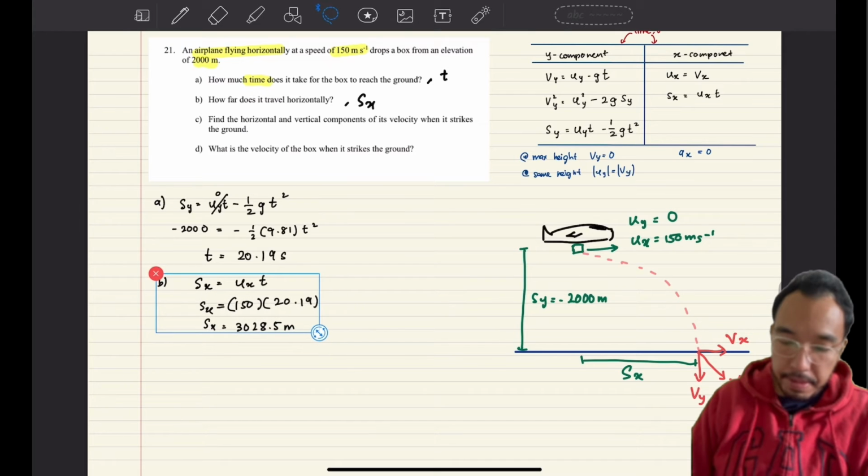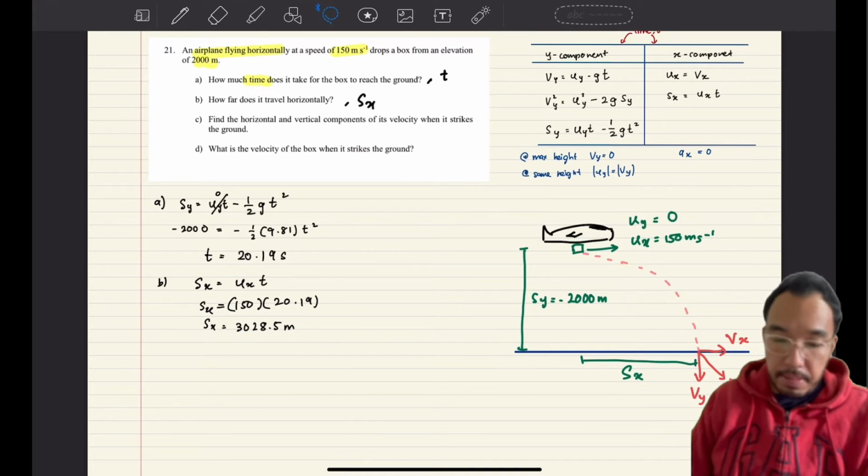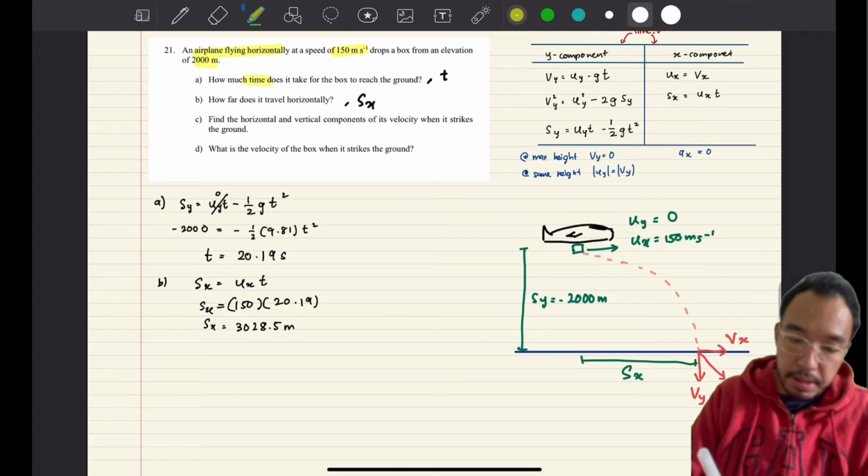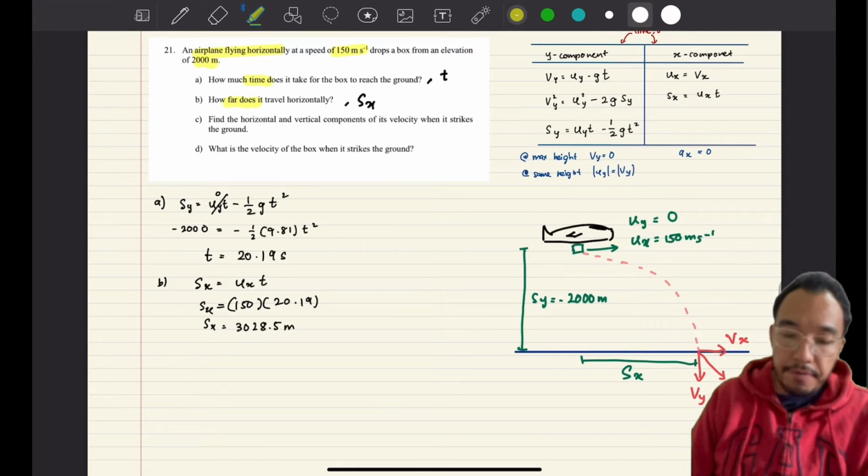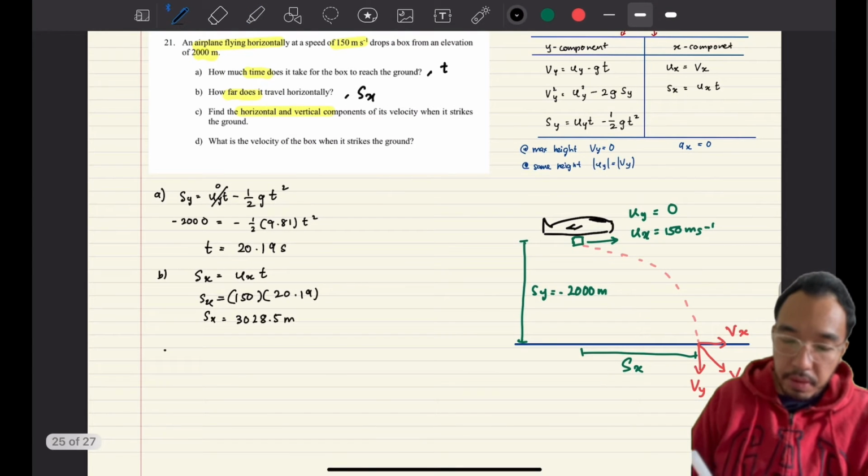Put it over there. Okay, so A and B is done, completed. How far? You find the horizontal and vertical component of its velocity when it strikes the ground. Okay, this one is interesting. You do know the ux, right? So ux is equal to 150 meters per second.